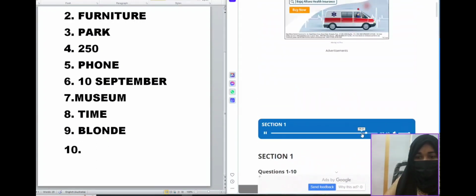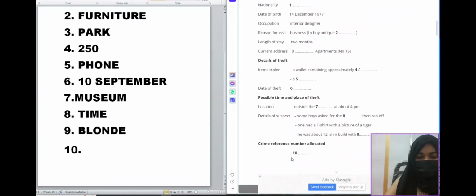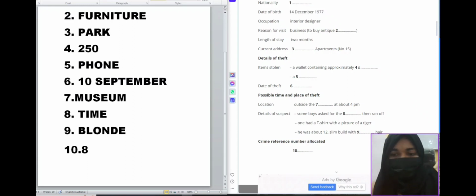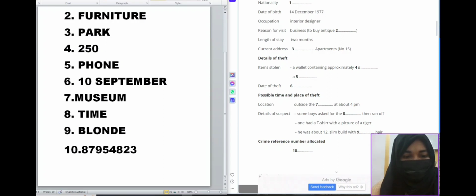What did she say? They came and went so quickly. Right. So what I'm going to do now is give you a crime reference number so you can contact your insurance company. So this is 10 digits. 87954 82361. Thank you.